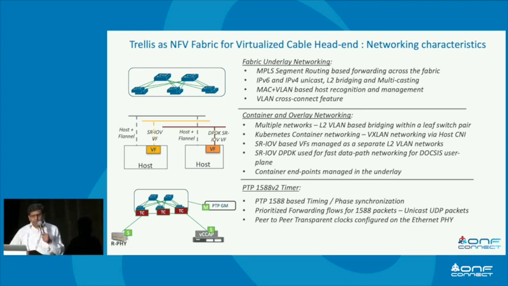The underlay networking essentially connects the physical hosts. IPv6, IPv4, unicast, multicast, everything is supported. A MAC VLAN based way of identifying the hosts, and also VLAN cross connect features to support functions which are more L2 kinds of functions for the customers. So that's the underlay networking part.